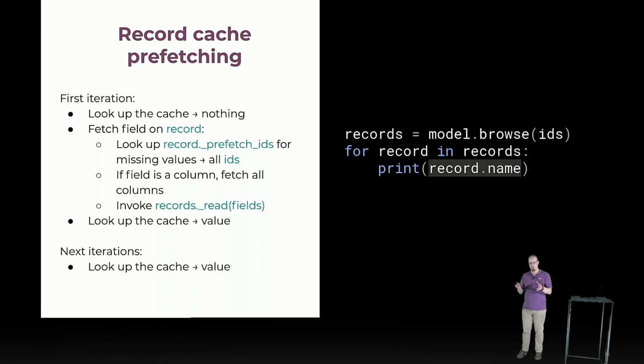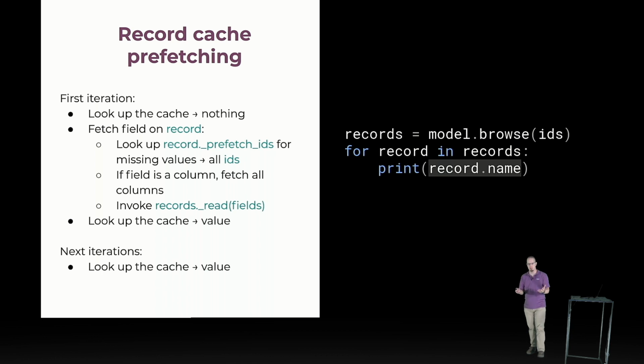I'm going to show you the prefetching of this cache. This is kind of a semi-magical thing in the ORM that makes things efficient, and many people don't really understand why. I'm going to sketch how this thing works, and you'll see from this description that we have some constraints on how the cache must be organized to be efficient.